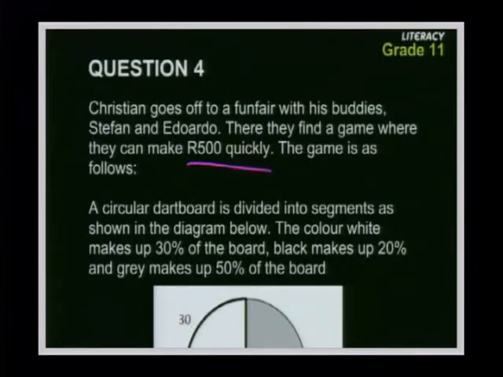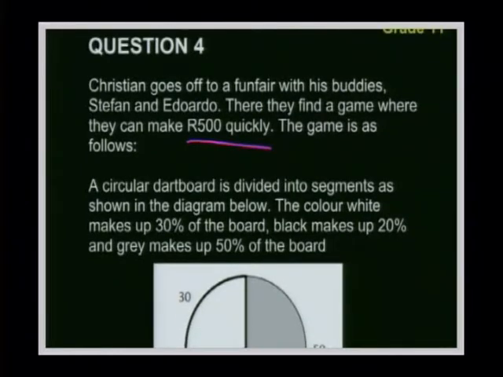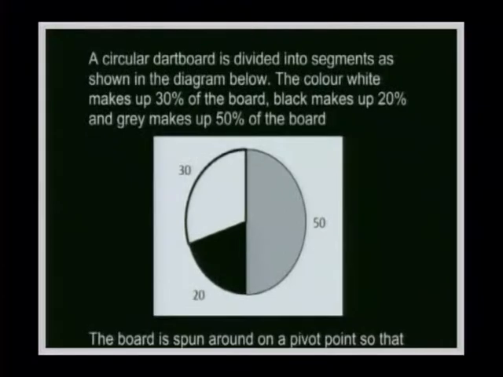The game is as follows. There's a circular dartboard that's divided into segments as shown in the diagram below. So let's look at our diagram and see what we've got. Well, we've got our circle of our dartboard and it is divided into 3 different colors. Go back to the question to read.